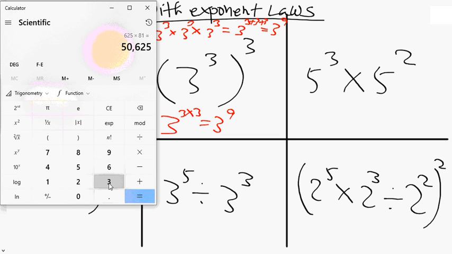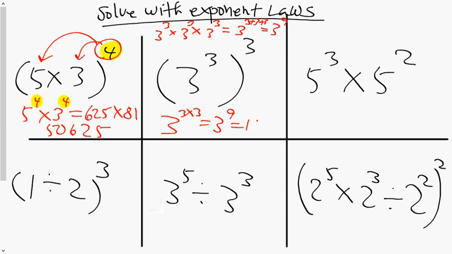Grab your calculator, ask it, what is 3 to the exponent of 9? And it will tell you 19,683. Remember, the work you need to show, though, is right here. That's the step you need to show that you understand what you do when you have a power to another exponent. You keep the base and multiply the exponents.